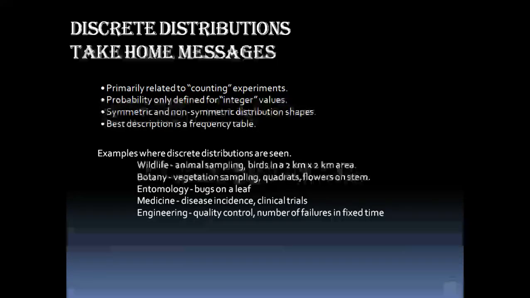And the examples where discrete distributions are seen: wildlife, meaning animal sampling, birds in a 2 kilometer by 2 kilometer area; botany, vegetation sampling, quadrats, flowers on a stem; entomology, bugs on a leaf; medicine, diseases, incidents, clinical trials; engineering, quality control, number of failures in a fixed time.